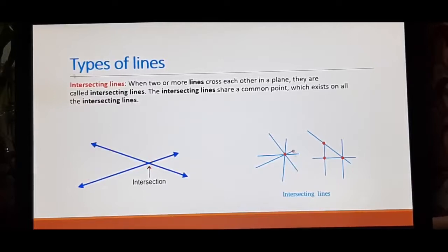Here I have taken so many lines. This line, first line, second line, third line, four lines are intersecting at this point. So this is their common point. Then here, so many lines are intersecting. So basically you have to understand, when the lines are crossing each other and sharing one common point, those lines are known as intersecting lines.